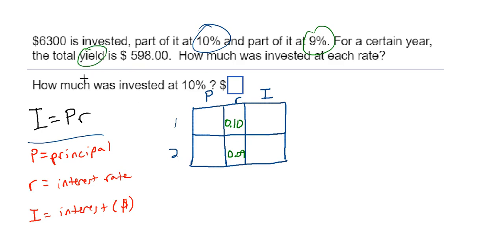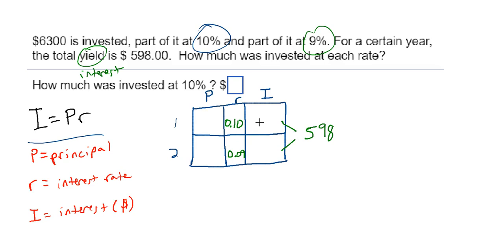That's the total interest. So I know they're using a different word there, but that's the total interest. So that's not the interest from any one investment. It's the interest from both investments together. So keep that in mind. So 598 doesn't get plugged into either box here. It's what both of these boxes would add up to, is what they have to equal together.